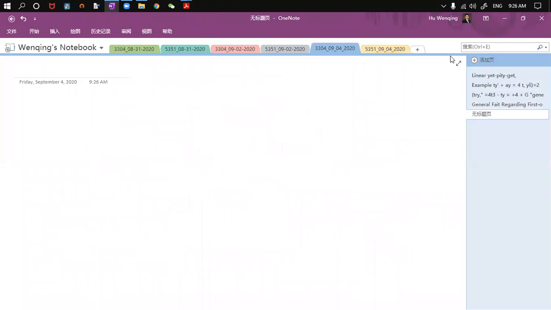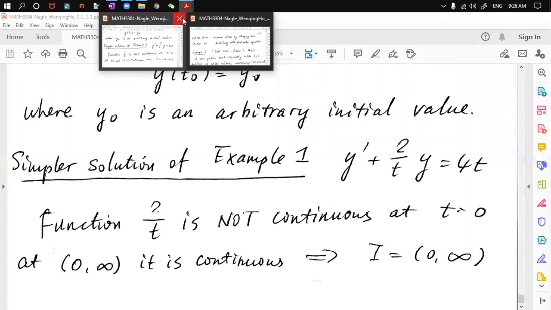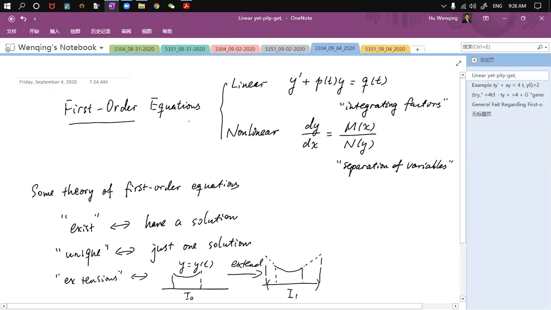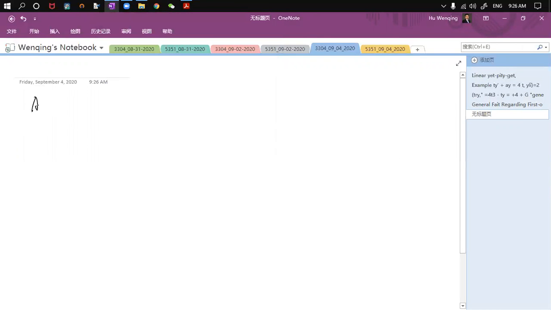So now let me come back to the next topic. So far at this point we have already finished our chapter on first order equations. We started from the introduction, and then we talked about first order ordinary differential equations. We have finished the solution theory for first order equations. But we're going to come to some applications of ODEs.